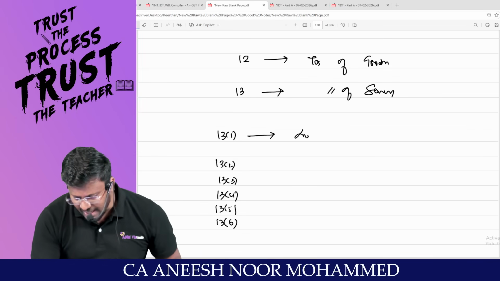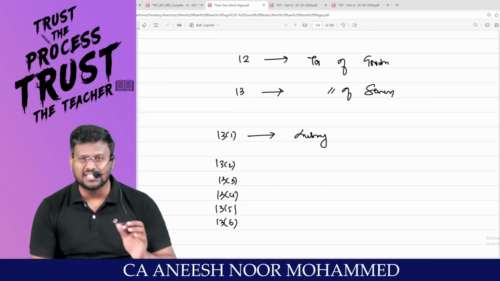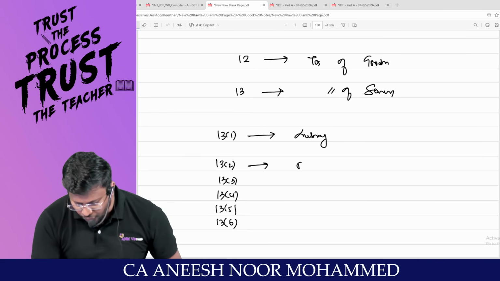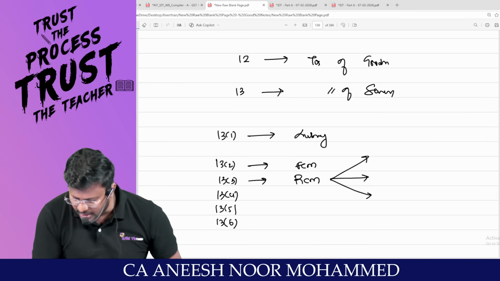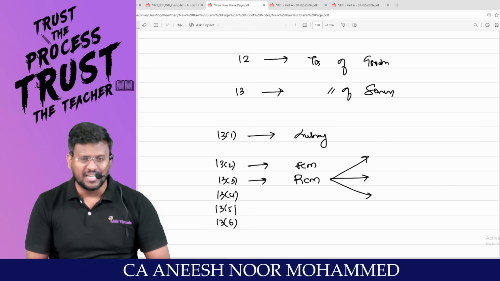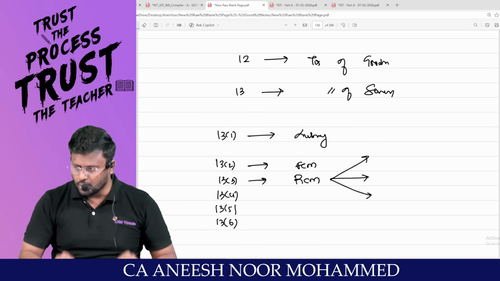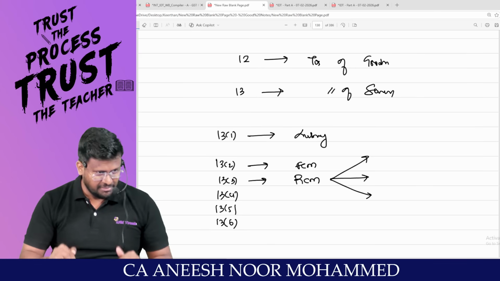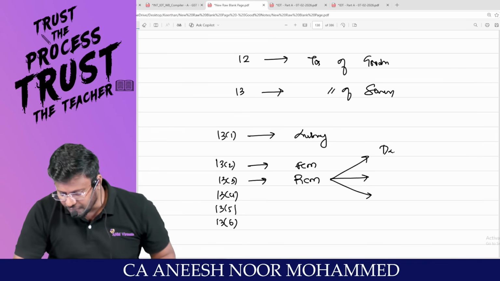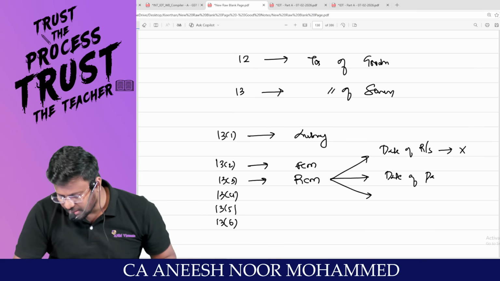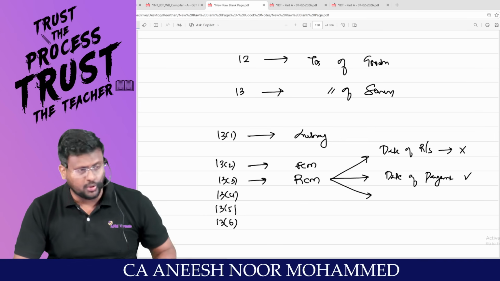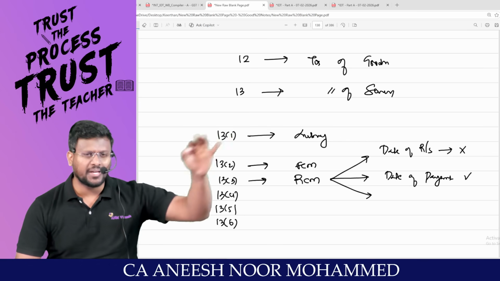13.1 is that liability for payment of tax arises at the time of supply. 13.2 is forward charge mechanism. 13.3 is reverse charge mechanism. In 13.3 reverse charge mechanism, generally in goods we said that the date of receipt of goods. The same here, date of receipt of services. Date of receipt of services will not come. Then date of payment, that means once you make the payment to the service provider, you are supposed to pay tax to the department.